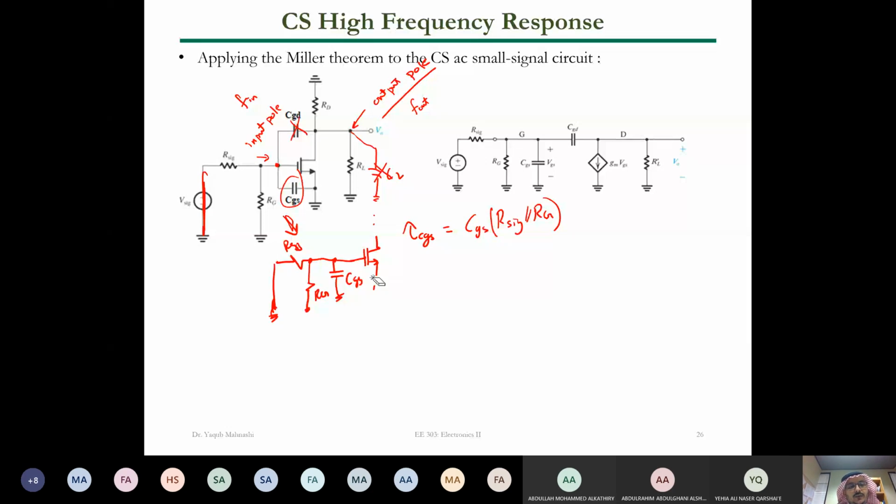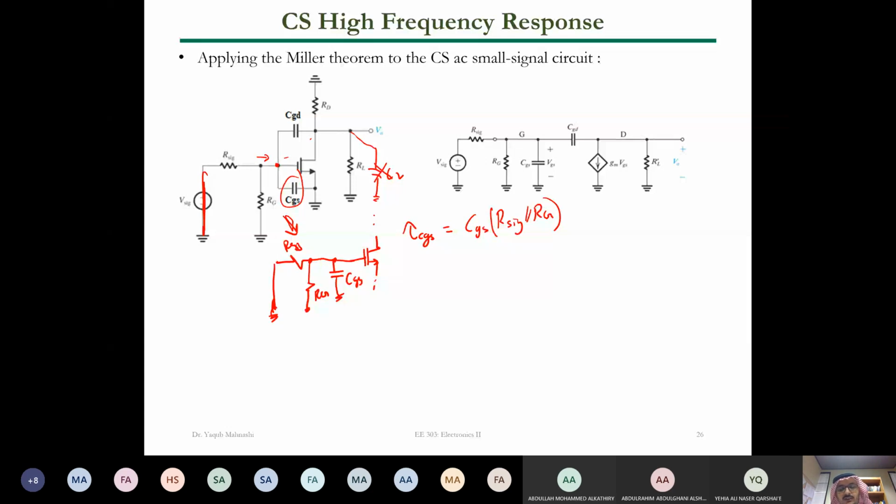What about CGD? If I want to study CGD, is it straightforward? Can I find it while it resides between two nodes that experience some gain? Miller's theorem. Yes, it's the best way to analyze this circuit. You can do the exact solution, finding the equivalent seen by CGD by drawing the small signal and doing all of that, but it will complicate the analysis. So why not use the Miller theorem here?